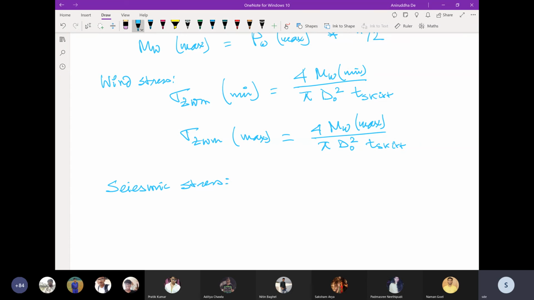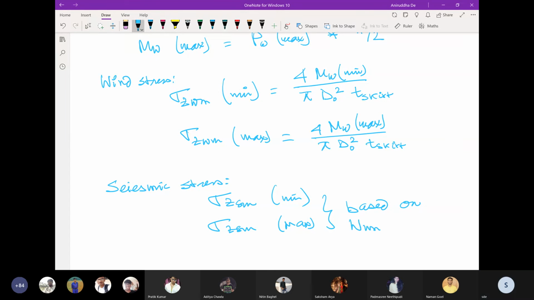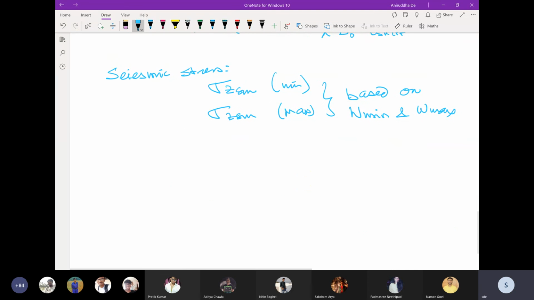Seismic stress. Similarly, you can find out sigma ZSM minimum and sigma ZSM maximum based on W minimum and W maximum. Okay. Then you calculate all the stress regarding the dead load stress.